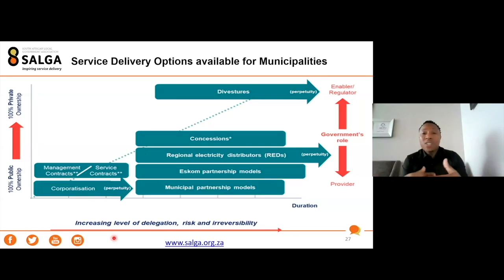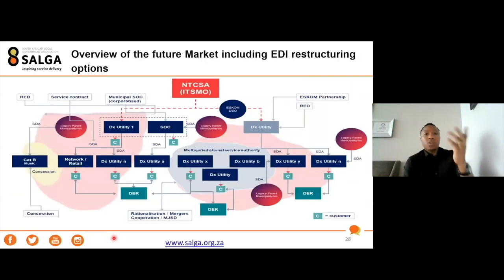We might have a situation of what is called passive participants in the markets. Those municipalities that don't have the muscle could still opt for continuing with the Eskom bulk purchase model. So that is something that might be with us for a long time as well. So this is just a very complicated picture about how you see the full market in operation.